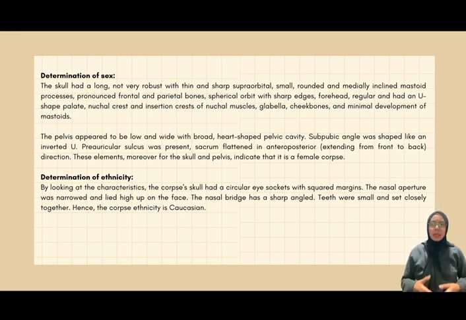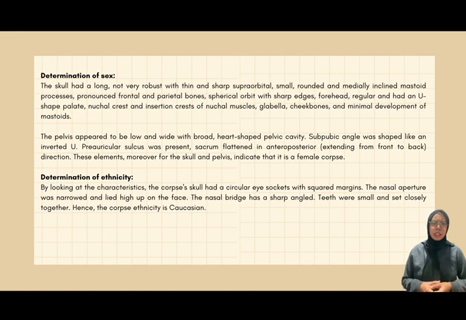Other than that, the pelvis appeared to be low and wide with a broad, heart-shaped pelvic cavity. The subpubic angle was shaped like an inverted U. The preauricular sulcus was present. The sacrum was flattened in the anteroposterior direction, which means extending from front to back. These elements, for the skull and pelvis, indicate that the corpse is a female.